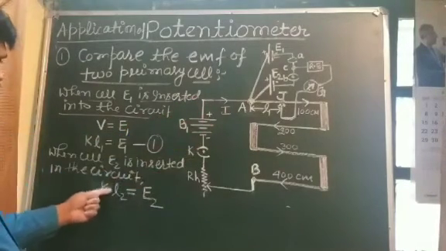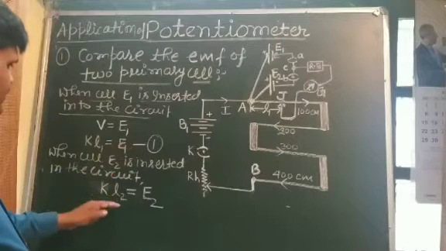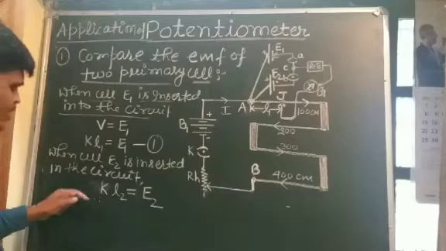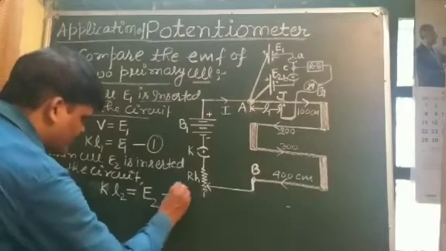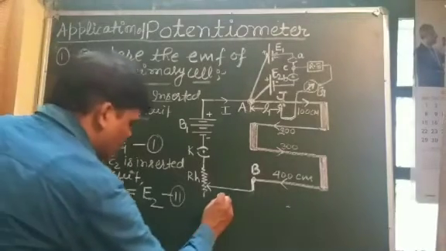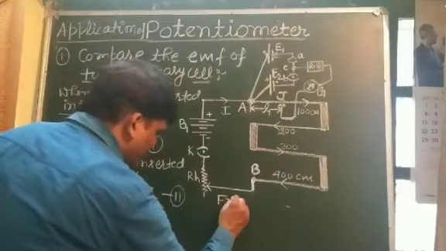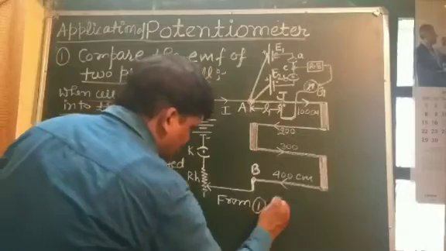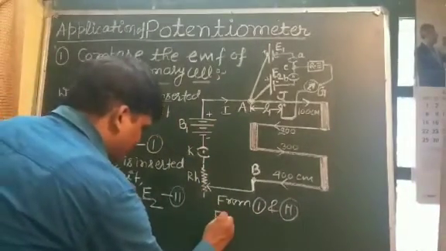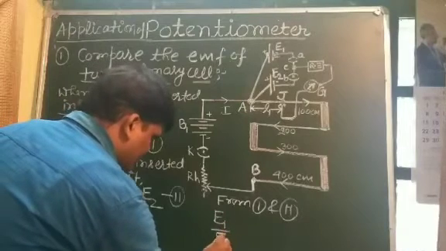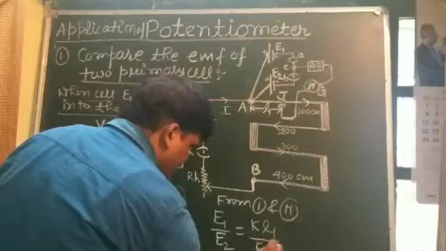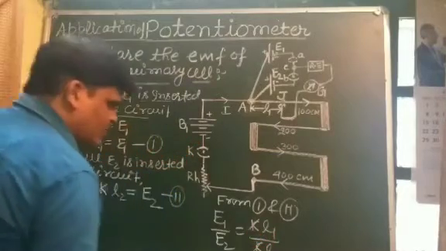So in the same way as the first cell, we get the EMF of cell E2 equal to KL2, and this is equation 2. Divide equation 1 and 2. From 1 and 2, E1 by E2 is equal to KL1 by KL2, K cancels out.